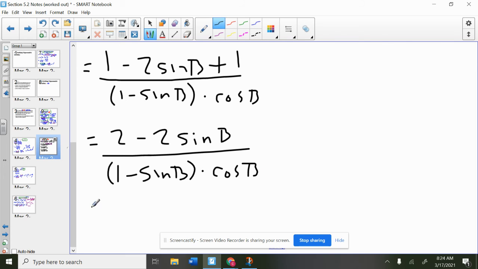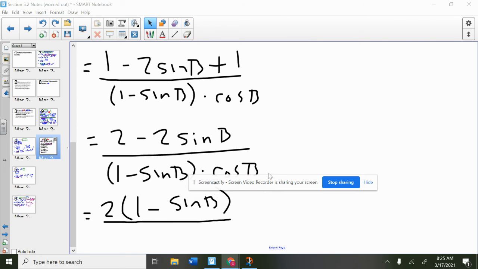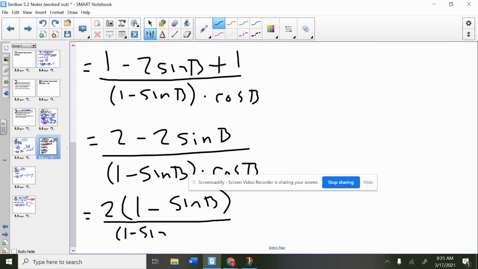Okay, what can I do now? Well, it doesn't seem like there's much, but what do these both have in common? We did a similar type of thing in the last example. They both share a 2, so I can GCF out a 2. If I take away a 2, 2 divided by 2 is 1. If I take this 2 and divide it by 2, it's going to cancel the 2's out and leave me a sine b. Again, if you're not sure if you factored correctly, distribute it. 2 times 1 is 2. 2 times a negative sine is that. And then this whole thing is going to be divided by this 1 minus sine of b times cosine of b.